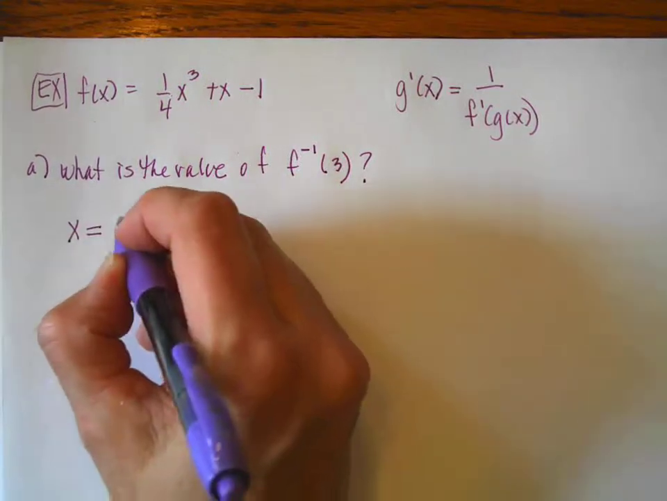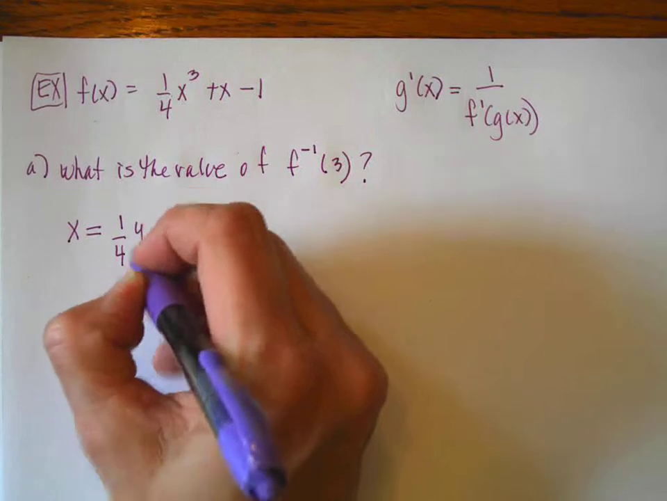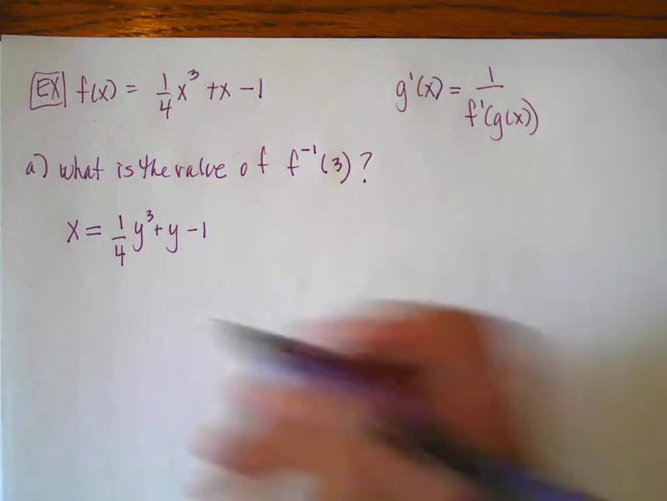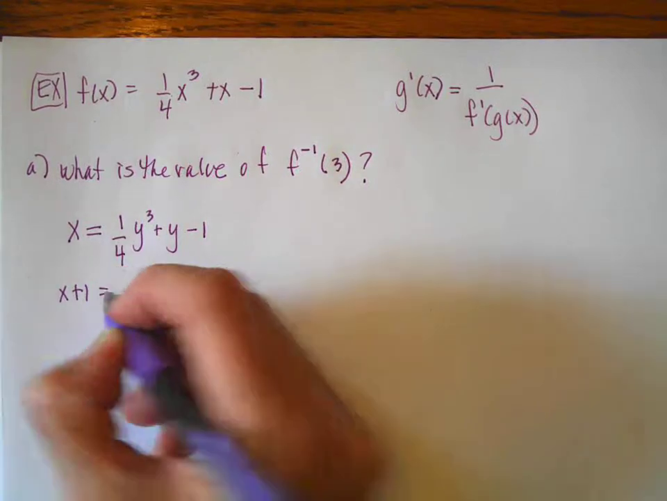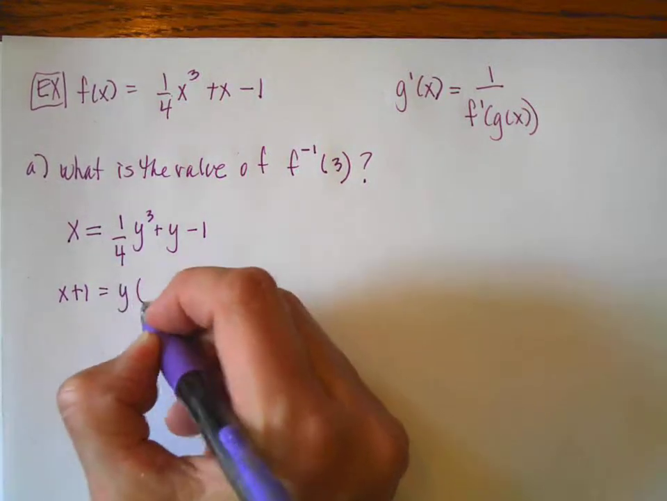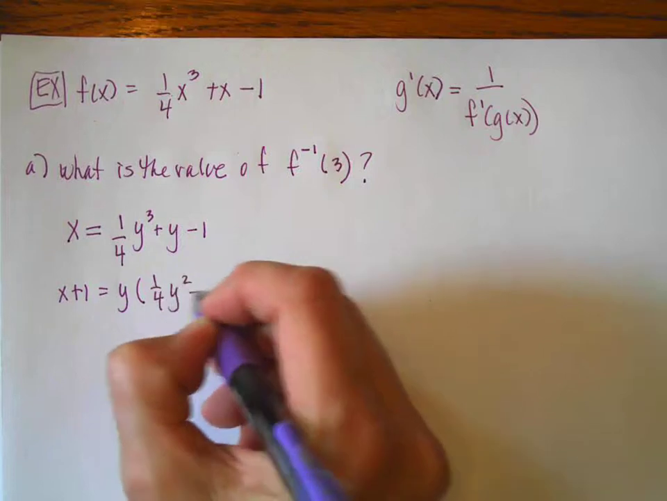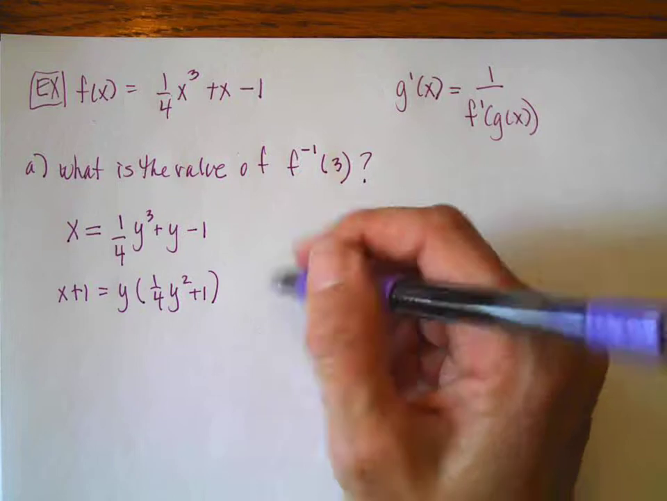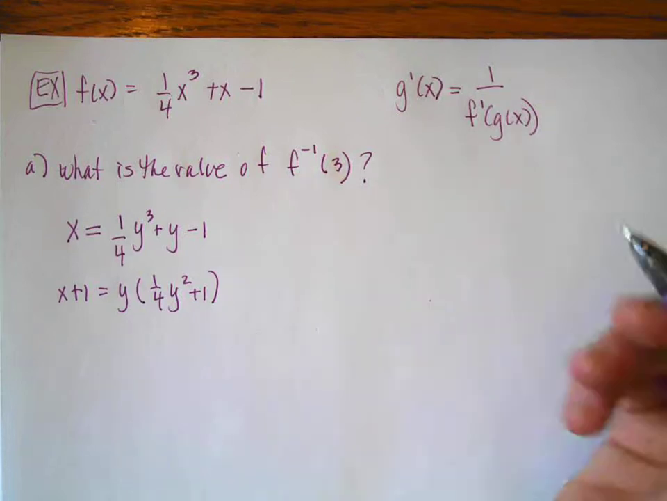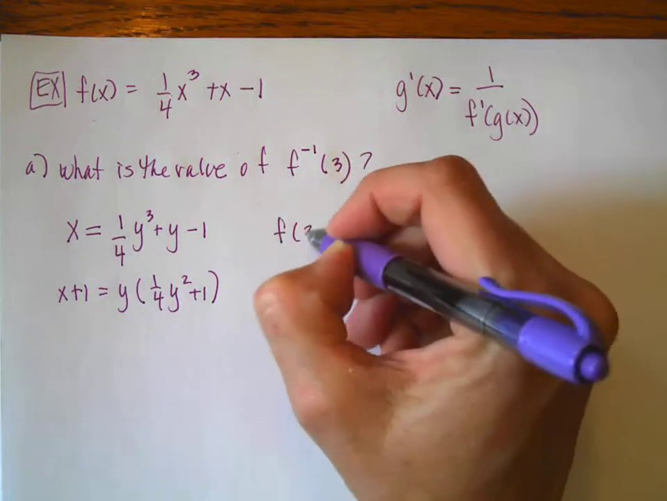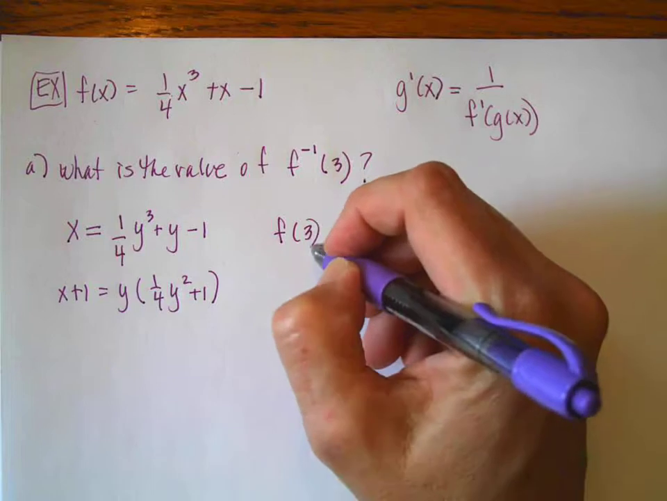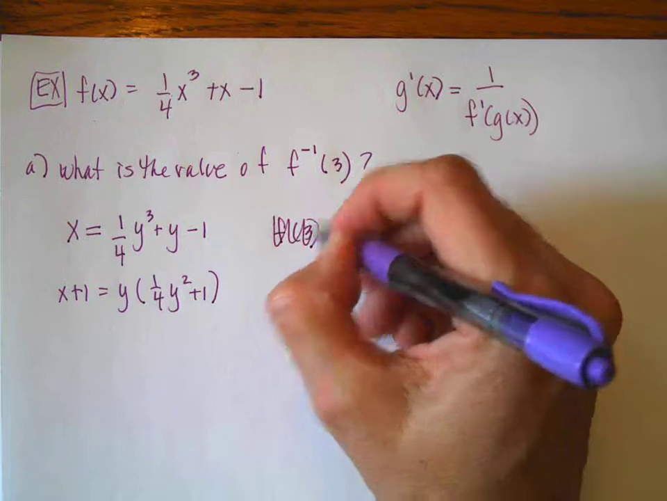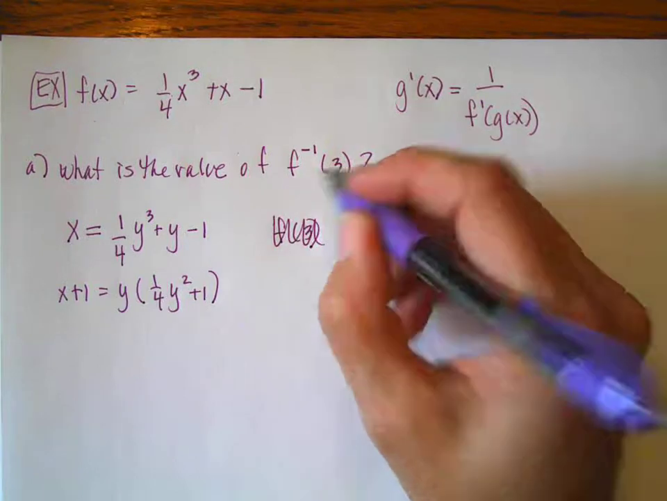So if I try to solve, I'm going to flip-flop my variables. I have 1/4 y cubed plus y minus 1. If I try to solve, I might get x plus 1 is equal to y times 1/4 y squared plus 1. And then I go, oh no. So this is going to be fairly difficult. So what I'm going to do is I'm going to evaluate the function at 3. Okay. And sorry, I lied.